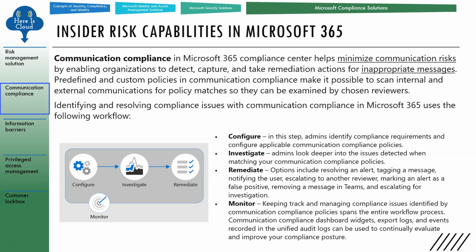Identifying and resolving compliance issues with communication compliance uses the following workflow. So we configure it. In this step, the admin identifies compliance requirements, and then investigate. The admin looks deeper into the issues detected when matching your compliance policies, and then remediate. Options for remediation include resolving an alert, tagging a message, notifying the user, escalating to another reviewer, marking an alert as a false positive, removing a message in Teams, and escalating for investigation.